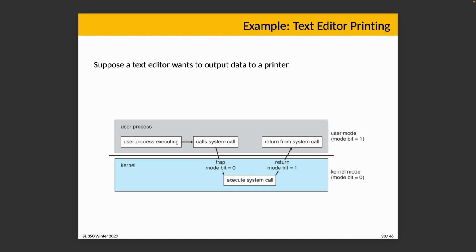So if you want to send output data to a printer, right, our user process is executing up until the point where we request to print. When we submit the request to print, this results in the trap. The mode bit is set to 0. The operating system wakes up. It executes the system call that says, oh, you want to send this data to the printer. The print fails because cyan level is low.